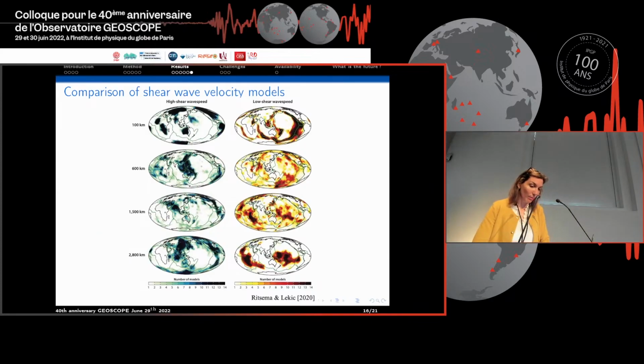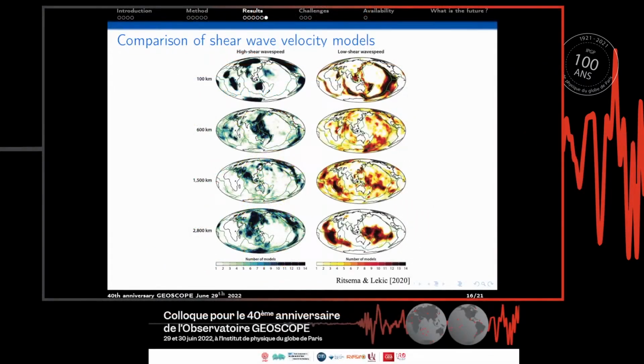So here is maybe a summary figure comparing all these tomographic models. The left column is where the models agree on the high velocity, and the right column is where they agree on the low velocity. It's a summary from 14 tomographic models. You see the cratons, everybody agrees at least on that. At 600 km depth, you see more the slabs, or some slabs at least.